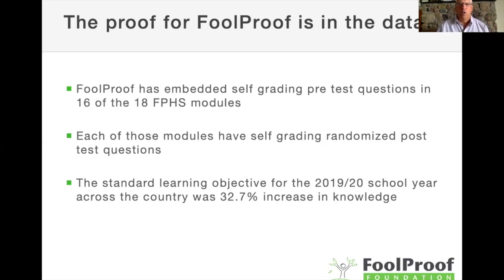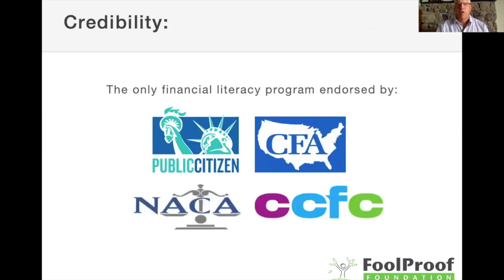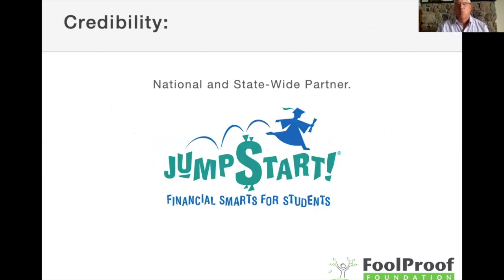So the students that used FoolProof in the 2019-2020 school year, 32.7% increased their knowledge by that percentage. Our credibility of FoolProof is well known. We're the only financial literacy program endorsed by the 4 major consumer groups. We partner with Jumpstart. We're a national partner with Jumpstart. We present all over the country at Jumpstart state conferences, and we were a featured speaker at Jumpstart National last year.